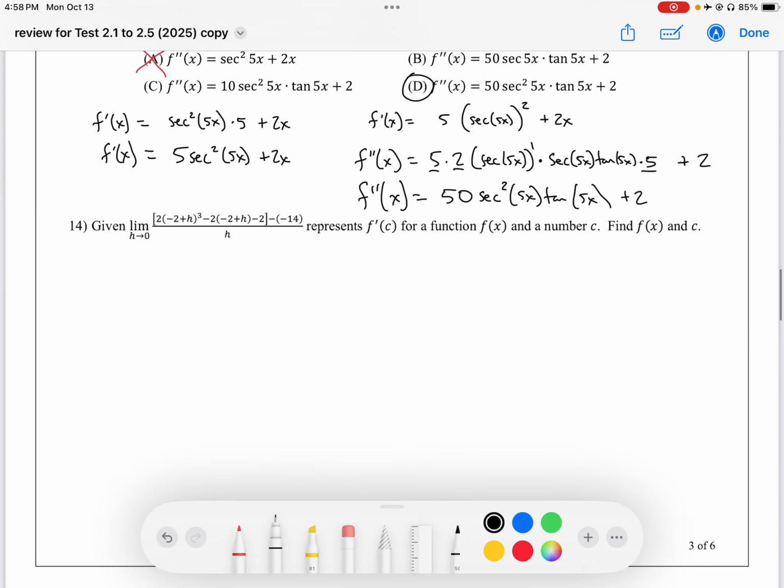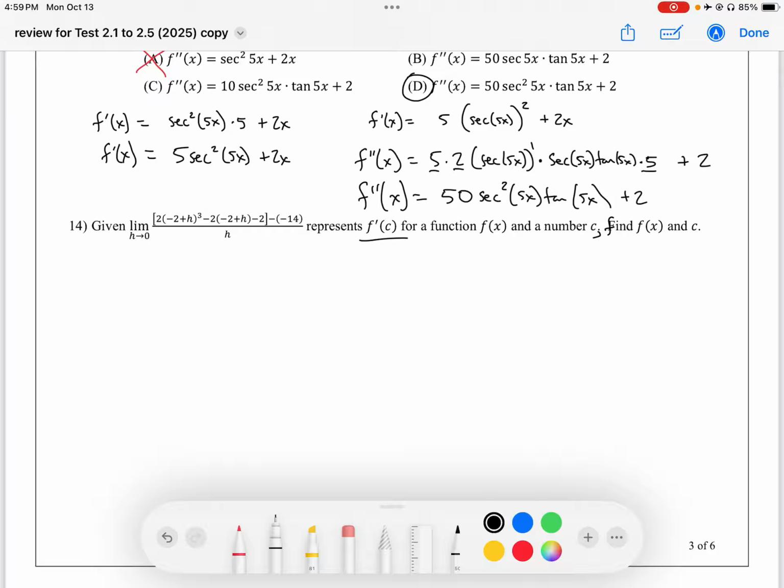14, quick one. Given this limit represents f prime of c, aka the derivative of a function at a point x equals c. For a function f of x and number c, find f of x and c. I think this should be a comma, but that's okay. Okay, find f of x and c.